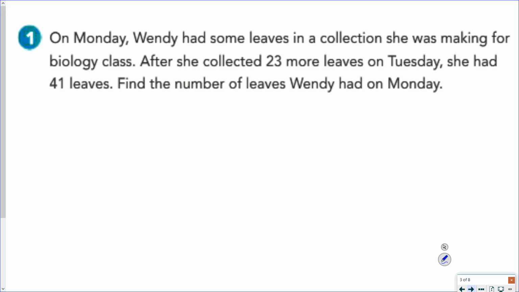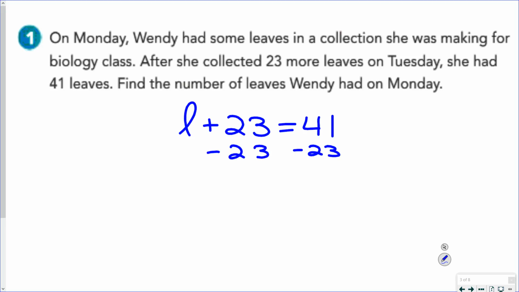On Monday, Wendy had some leaves in a collection she was making for biology class. After she collected 23 more leaves on Tuesday, she had 41 leaves. Find the number of leaves Wendy had on Monday. Well, since we don't know how many leaves she had on Monday, we'll use a variable. We'll use L for leaves. She collected 23 more, so that means she went out and got more, so we're going to add to that. And she had 41 leaves, and that's going to represent our total. So L plus 23 equals 41. So to solve for L, we'll subtract 23 from both sides, and L equals 18 leaves.